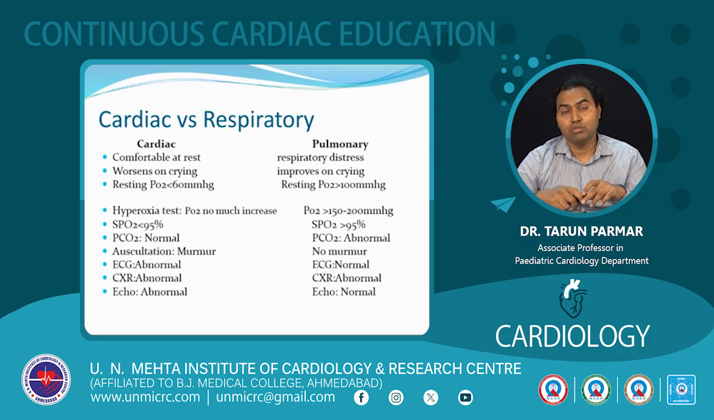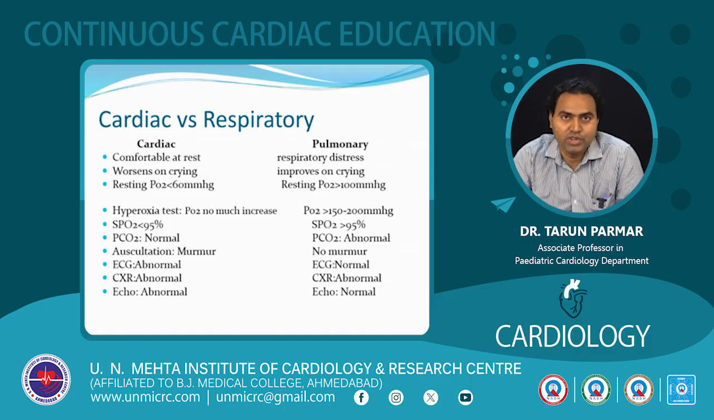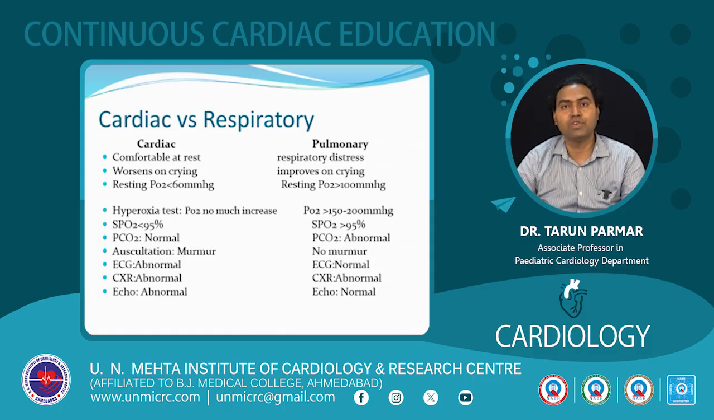Then resting PO2 is less than 60 millimeters of mercury in the cardiac patient, whereas in pulmonary, resting PO2 is more than 100. This is very important, the hyperoxia test. This is a very important test to differentiate between the two. So PO2 does not increase much in the cardiac patient with right to left shunt, while PO2 increases to 150 to 200 millimeters of mercury.